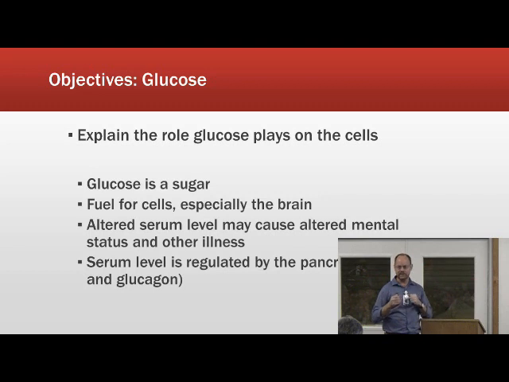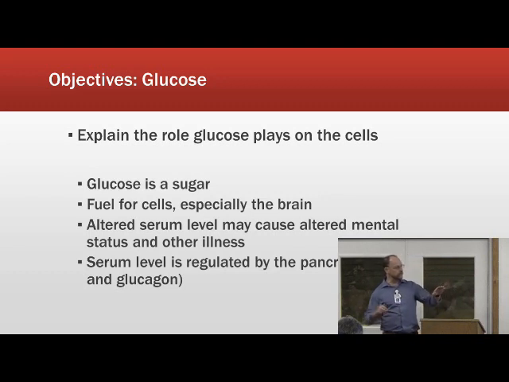If any of you have done endurance sports and you hit the wall, that's kind of because the glucose is not really so great. You're using alternate fuel and it makes you feel fuzzy and really lousy. But that's the backup. If you have an altered serum level of glucose, that can cause changes, including altered mental status. Either way, high or low.